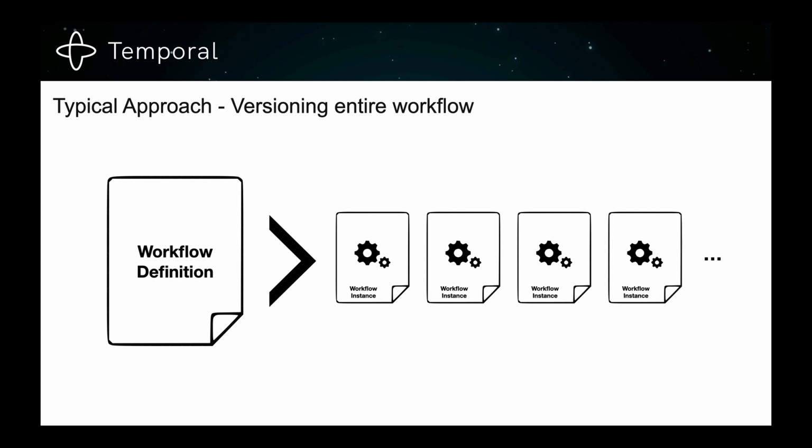A typical way with versioning workflows is that we brand the whole workflow definition with a particular version. In this case, let's say here, V1. This really means that no matter how many workflow instances we create, each one is going to be branded with that particular version.